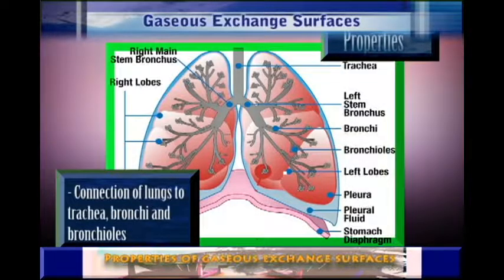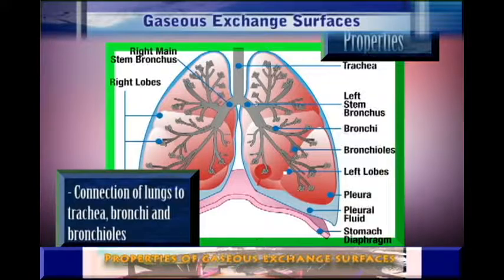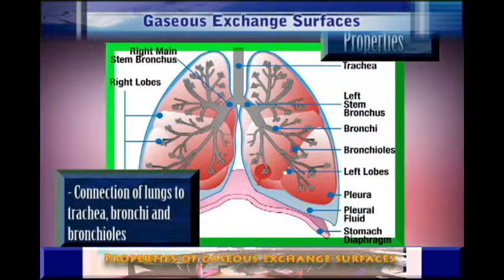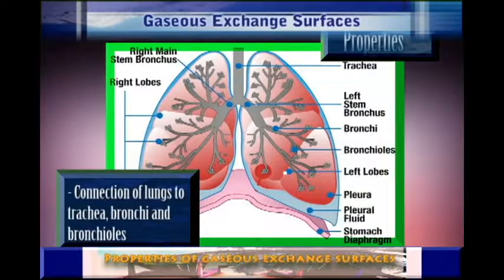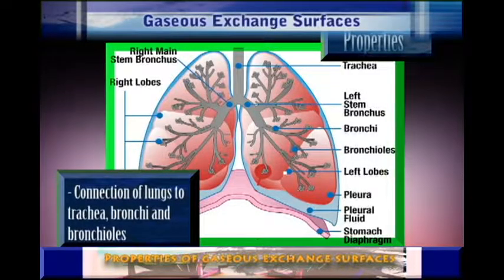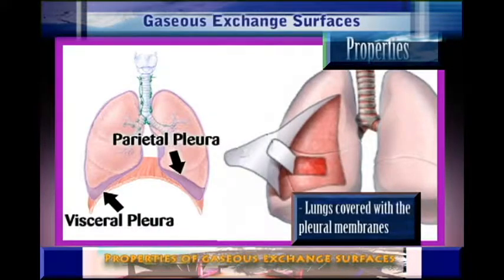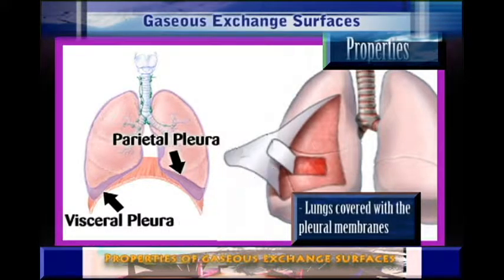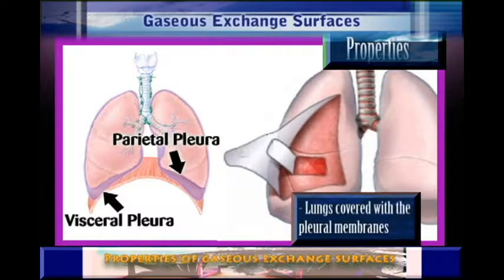Then the connection of the lungs to the trachea, bronchi, and the bronchioles facilitates the flow of air. And lastly but not least, the lungs are covered with a pleural membrane. A pleural membrane prevents mechanical injury to the lungs.